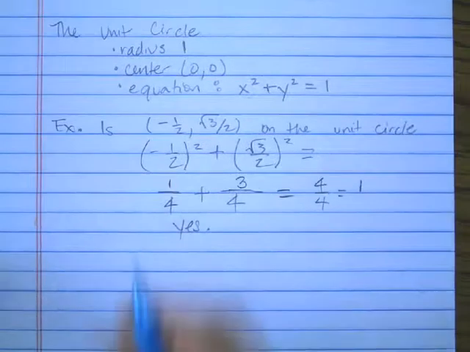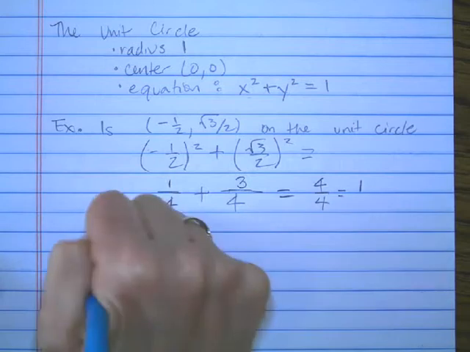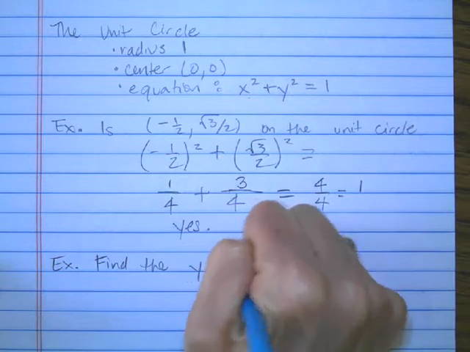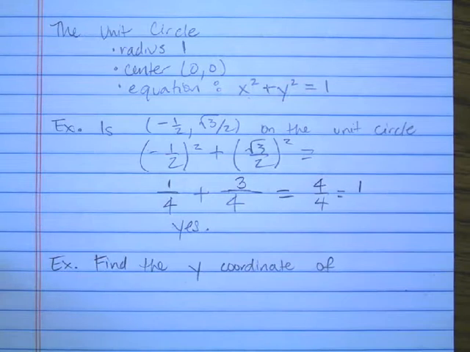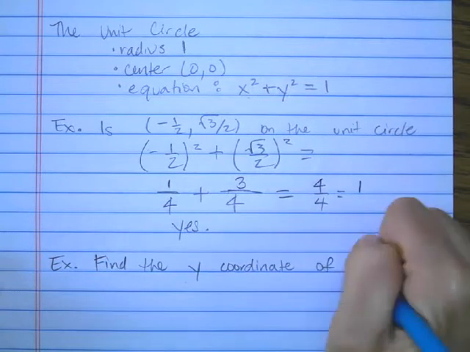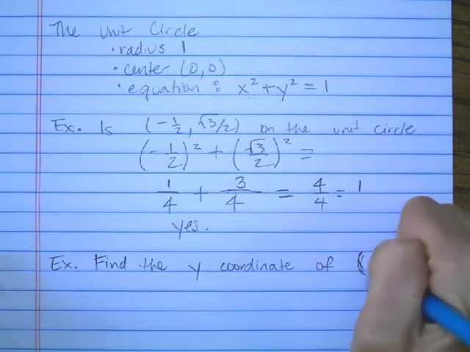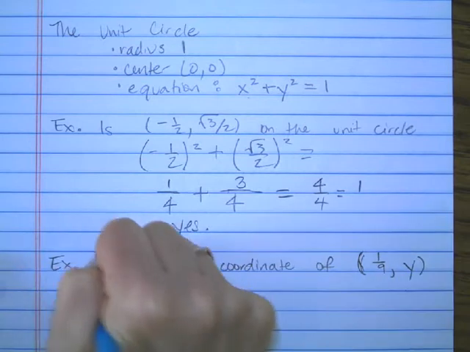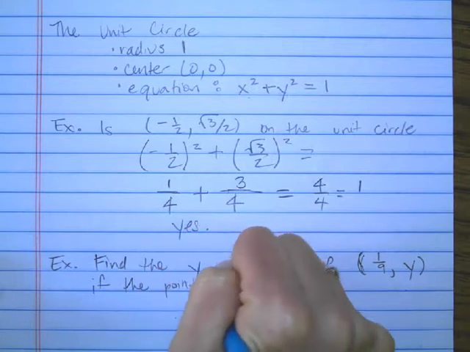Alright, second example. It says find the y coordinate of (1/9, y) if the point is on the unit circle. So the radius equals 1. That's correct.